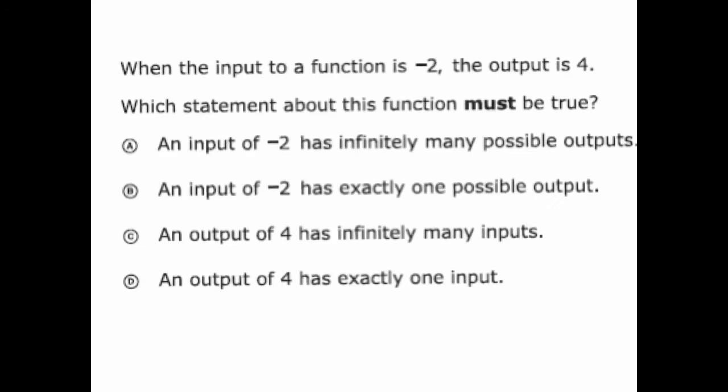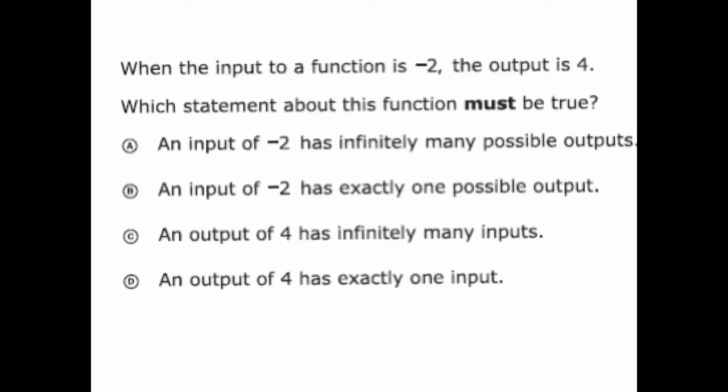Let's do another one. All right, when the input to a function is negative 2, the output is 4. Which statement about this function must be true? Well, I know something is a function if for every x value there is one y value. That is to say, every input has one output.